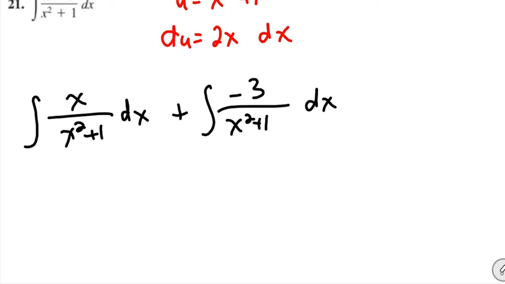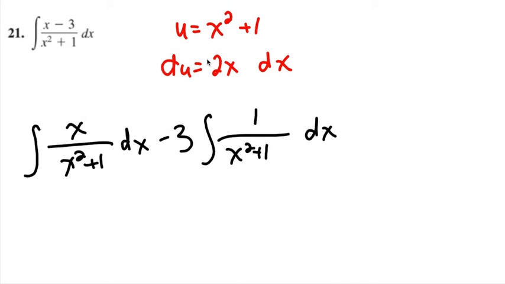And to make this even simpler, since negative 3 is a constant, I can take that out front and just make this a negative 3 out here and make this a 1. Okay, that's the same thing. Just like we could do with limits, just like we could do with derivatives, anytime there's a constant, we can pull that out.